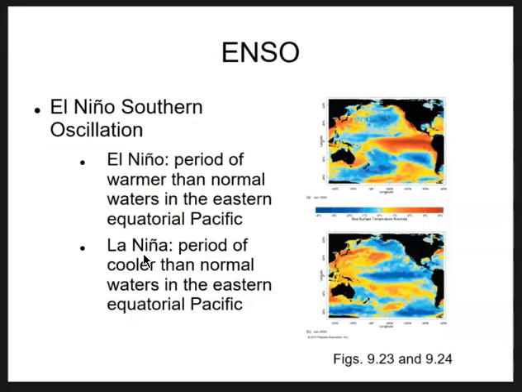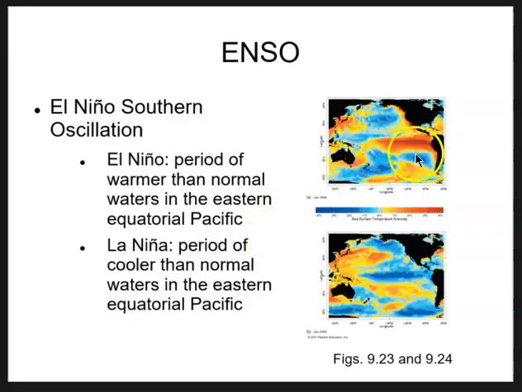Okay. Now, another phenomenon that occurs with currents is called the El Nino Southern Oscillation. This is referring to periods of either warmer or cooler conditions in the waters in the eastern equatorial Pacific. So waters in the eastern equatorial Pacific would be like waters that run along the west coast of South America. So an El Nino is a period of warmer than normal waters in the eastern equatorial Pacific, and La Nina is a period of cooler than normal waters in the eastern equatorial Pacific.